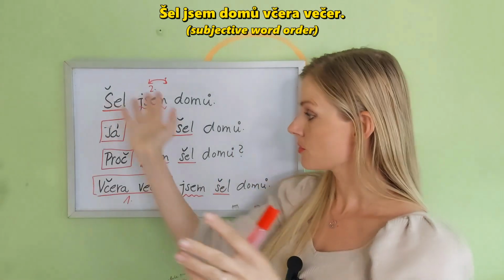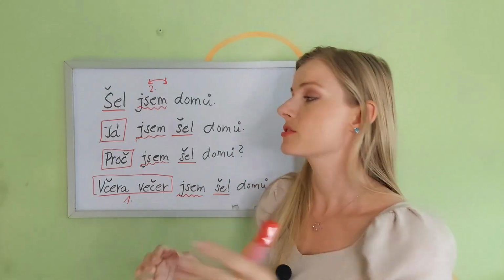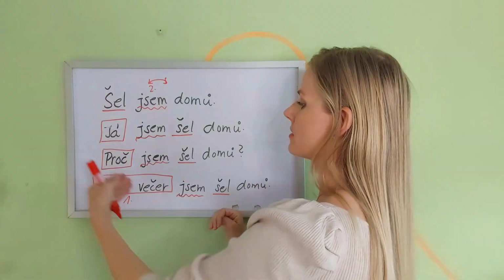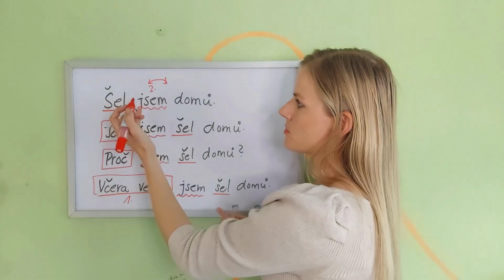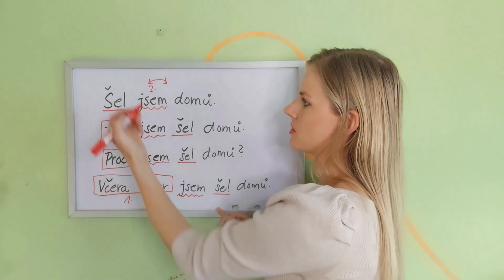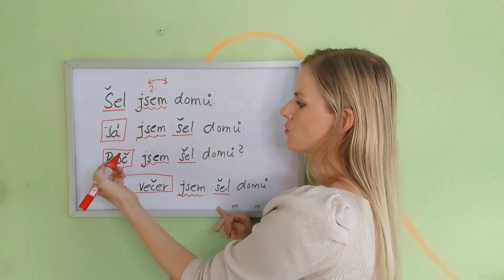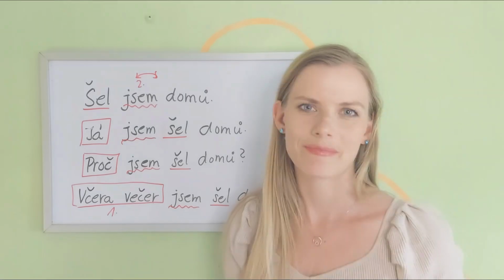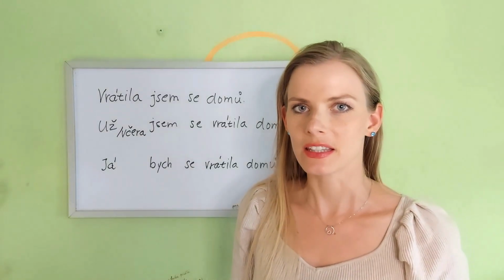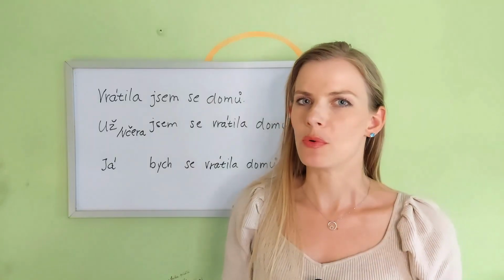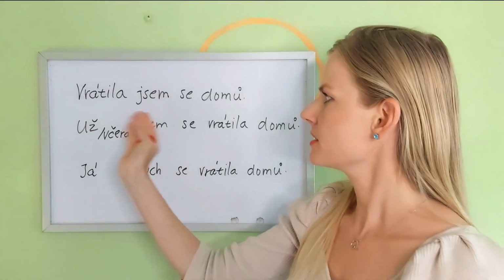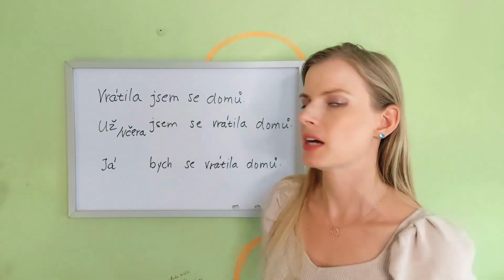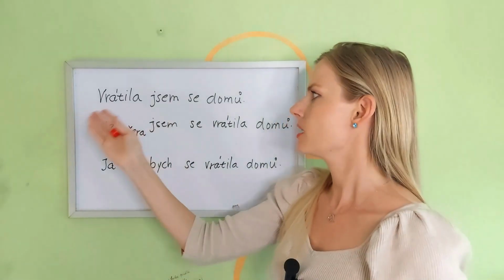When you look at these four sentences, which are very, very similar, the only thing that is different is the beginning. You see jsem in the second position. Šel jsem, já jsem, proč jsem, včera večer jsem. Let's see more examples. Let's take a look at the sentence that has more components. Vrátila jsem se domů. I returned home. Vrátila jsem se.